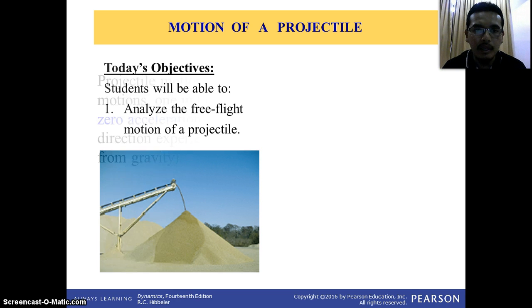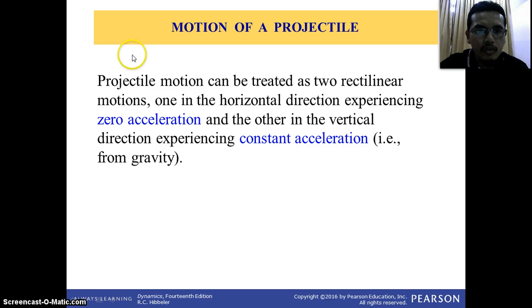a projectile. Basically, projectile motion can be treated as two rectilinear motions, one in the horizontal direction experiencing zero acceleration, and the other in the vertical direction experiencing constant acceleration from gravity. So in projectile motion, in the horizontal direction our assumption is that acceleration is constant and equal to 0, and in the vertical direction acceleration is also constant, equal to the gravitational constant.